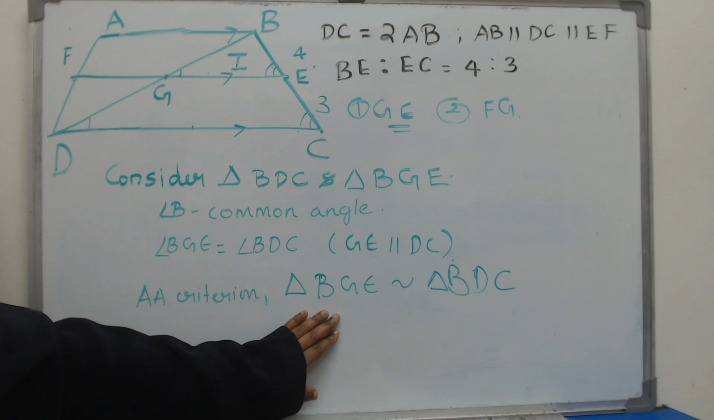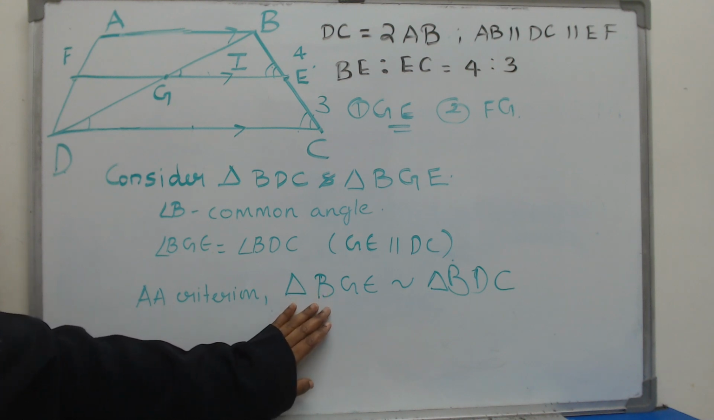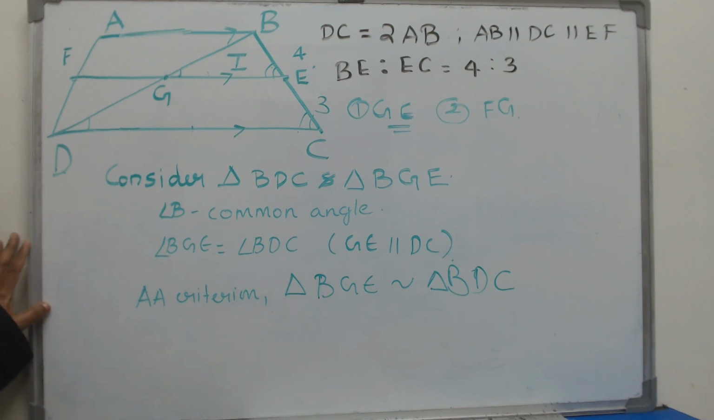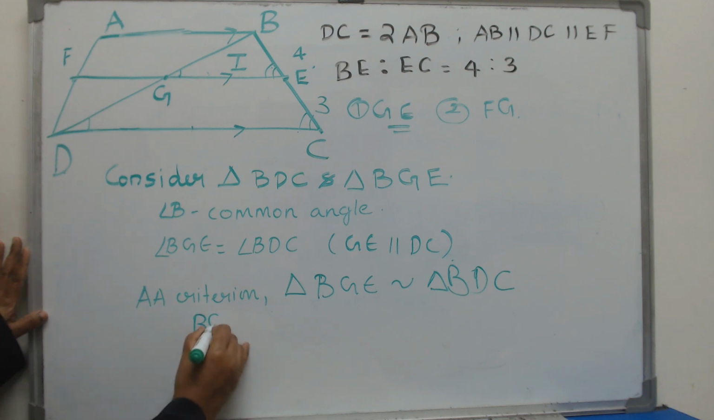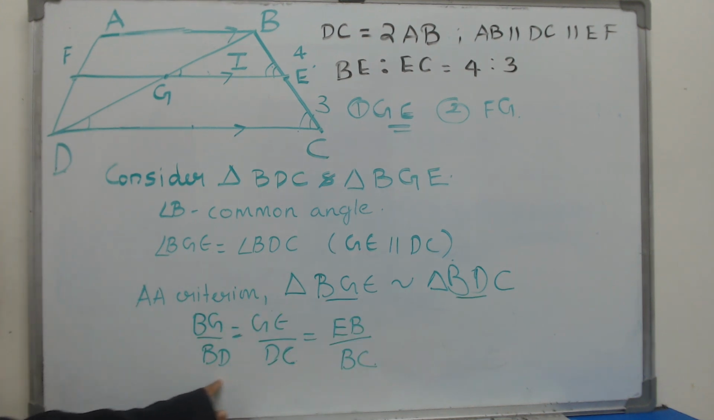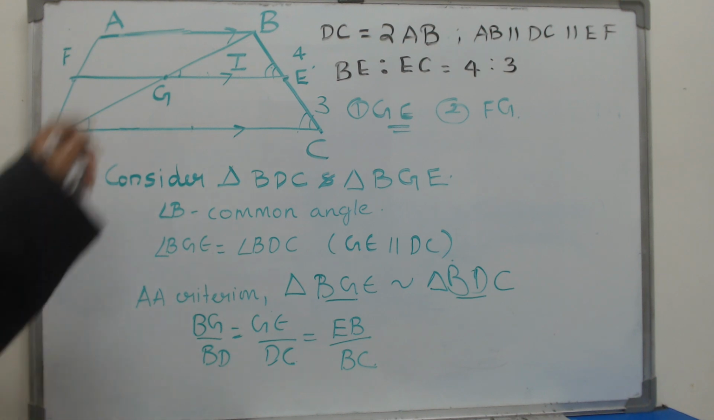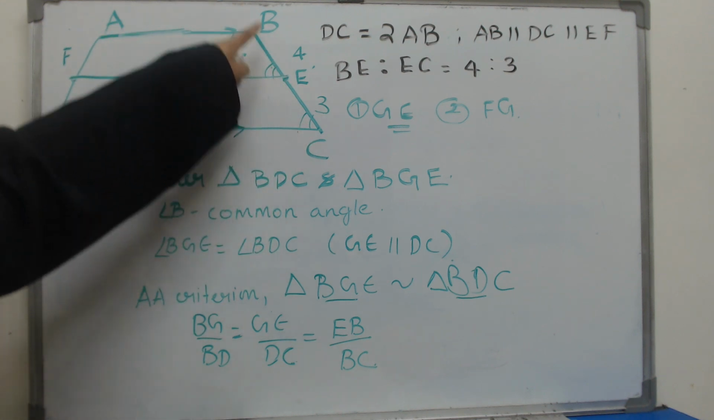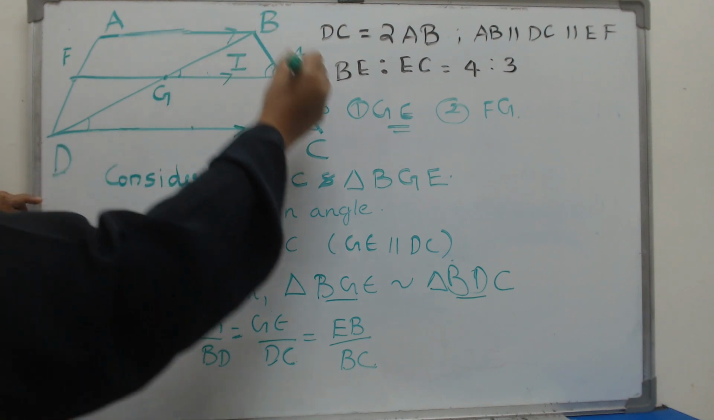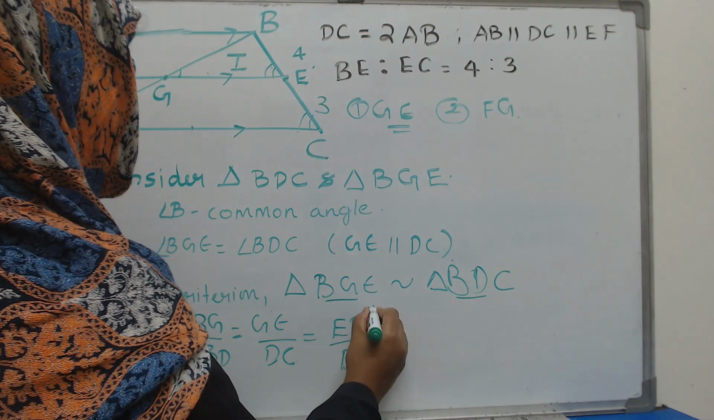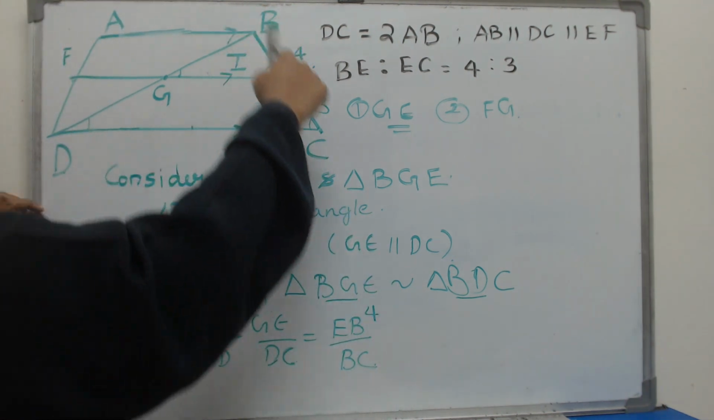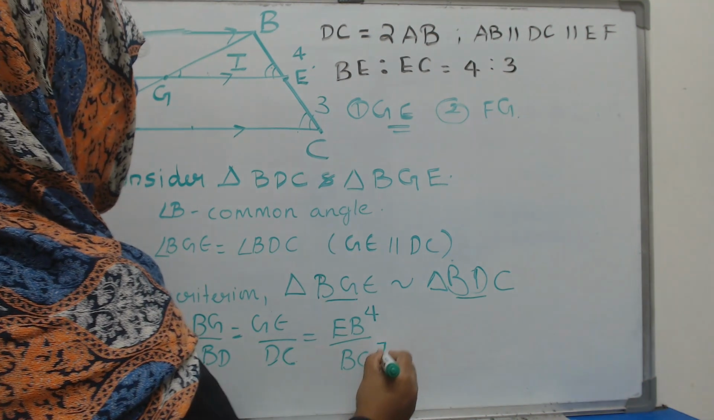So once we get the similarity, what follows? Ratio of the corresponding sides is same. So once you write down their corresponding sides, this is how your set of equal ratios looks. So here, which one do we know about? We know about this side. What is EB? It is 4. What is BC? It is this whole side, which is 7.